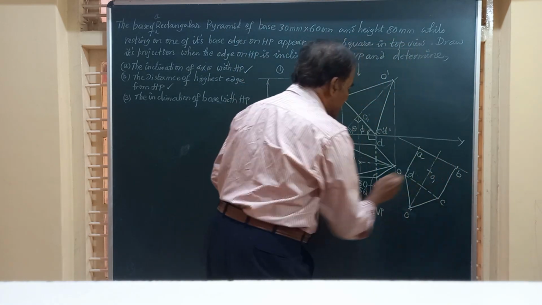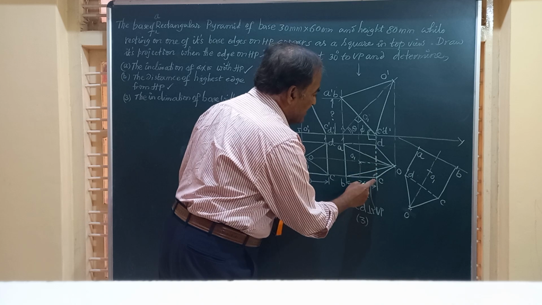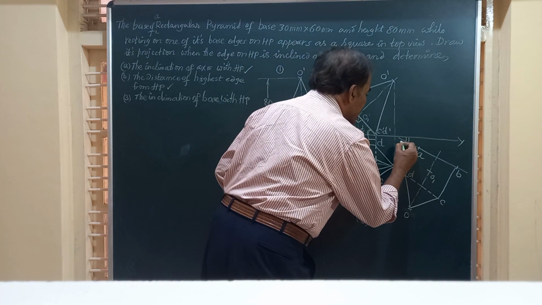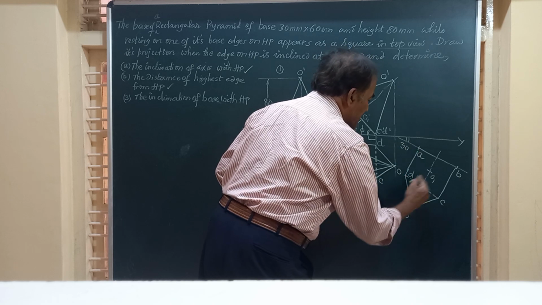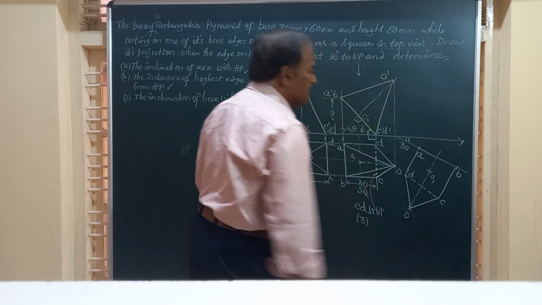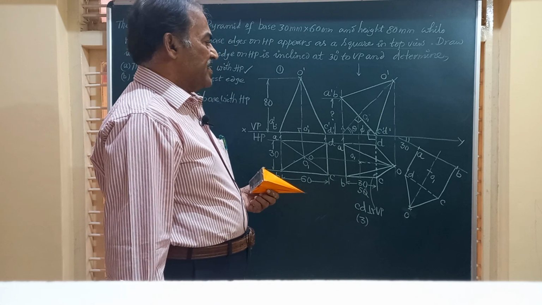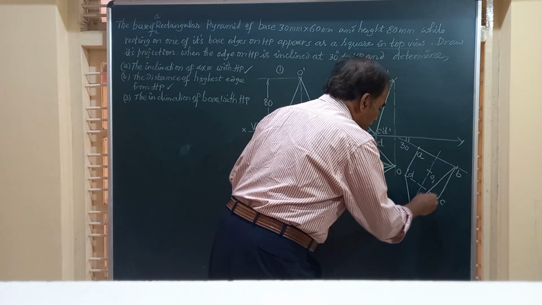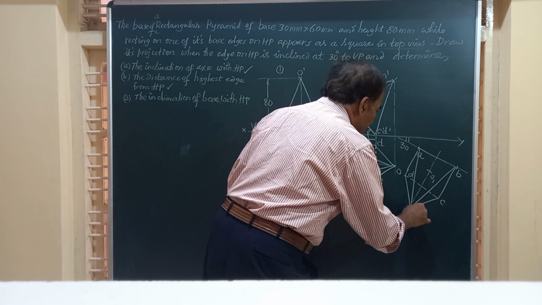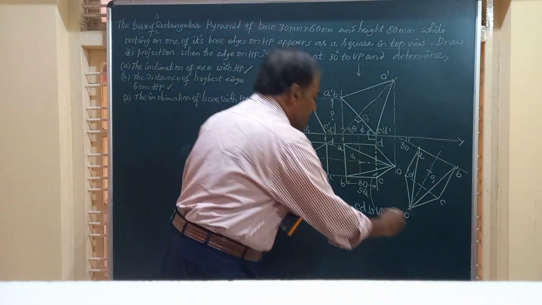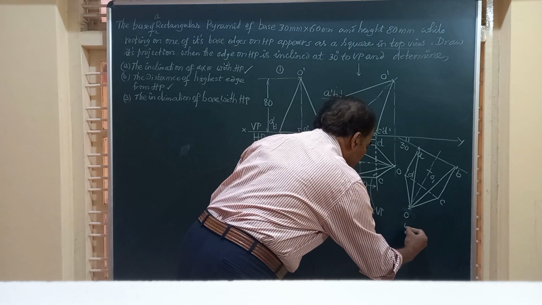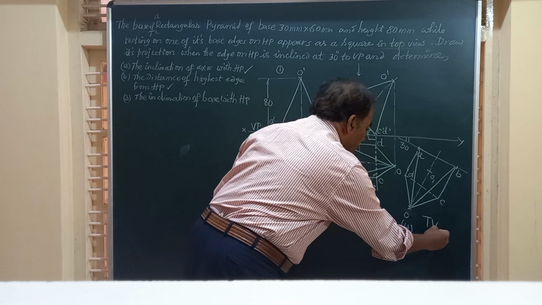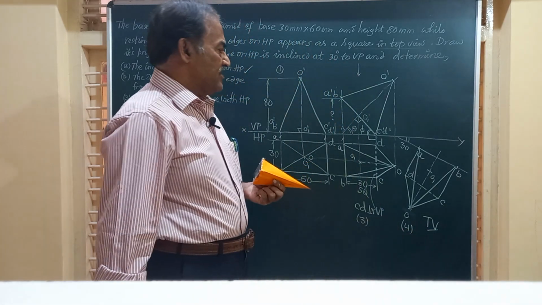Friends, since AB and CD are parallel to each other, if AB is making an angle of 30 degrees with the VP, CD will also make the same angle. Friends, now we have to join this O to B, then O to A. We have got all this. So figure number 3 and 4 are the same. And this figure will give you the top view of the pyramid.